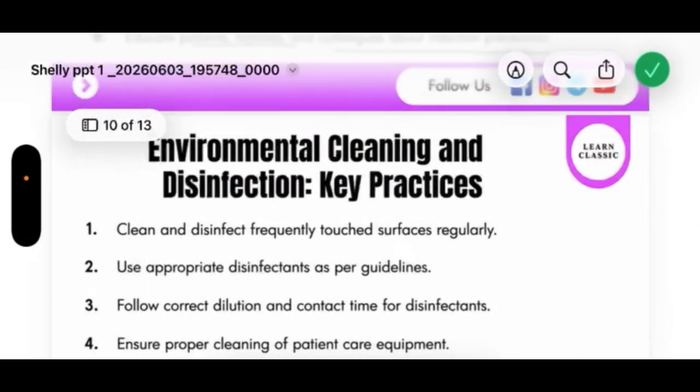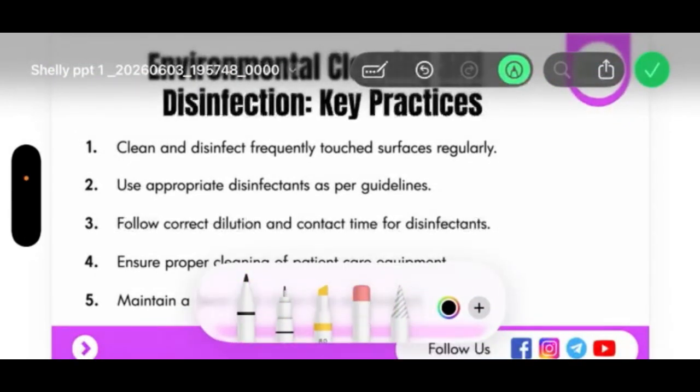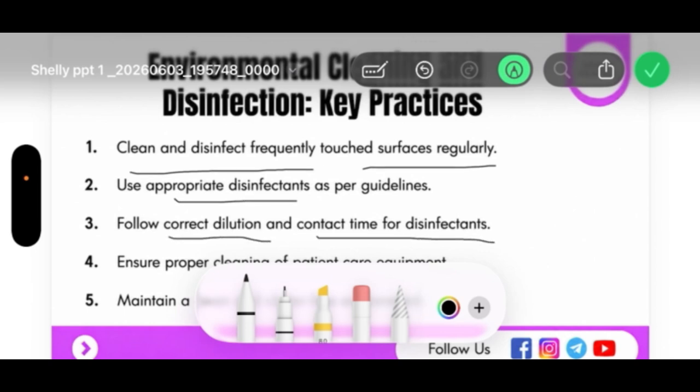Now next is environmental cleaning and disinfection, key practices. We have to be very sure that the environment is properly cleaned. Clean and disinfect frequently touched surfaces regularly. Like the bed rails, we have to make sure that they are properly cleaned with disinfectant regularly. Use appropriate disinfectants as per guidelines. As per the guidelines, we have to see that the right disinfectant is being used. Follow correct dilution and contact time for disinfectants.